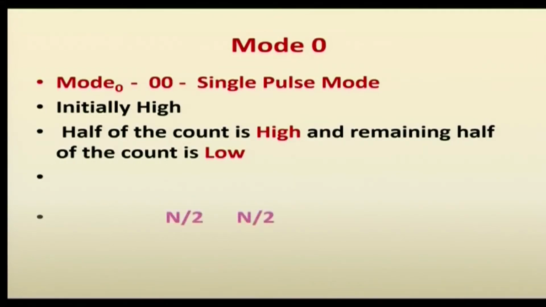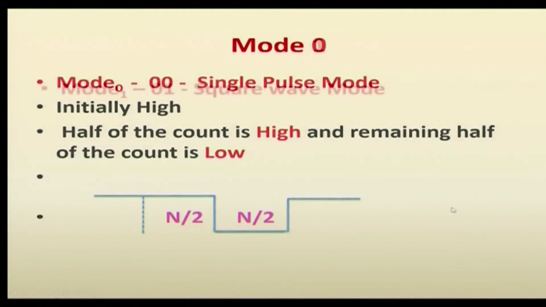This diagram shows how the pulse is generated. Initially the value is high. So, here only it starts the pulse, half of the value is high, that is, if the count is 10, then 5 is high and 5 is low, then it goes to the rest position or the initial position. This is the function of mode 0.